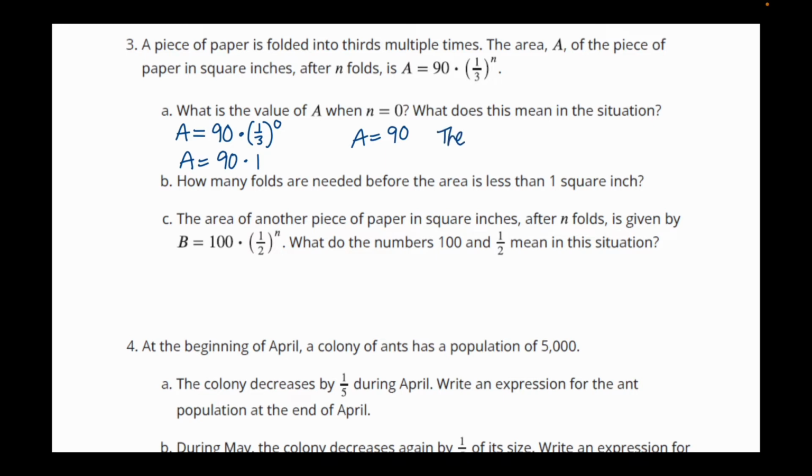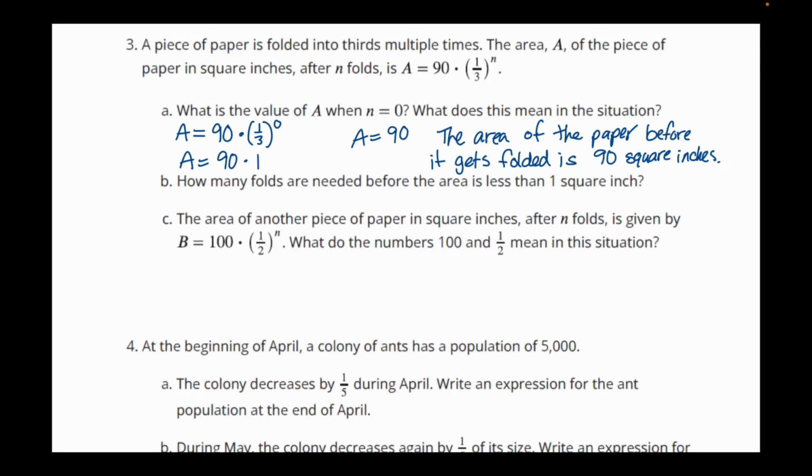So the area of the paper before it gets folded is 90, and then what did they say? Square inches. That's what it means.